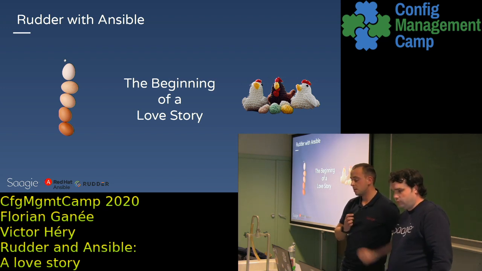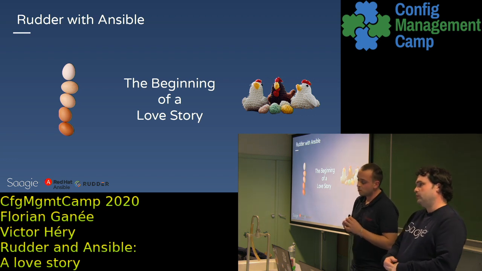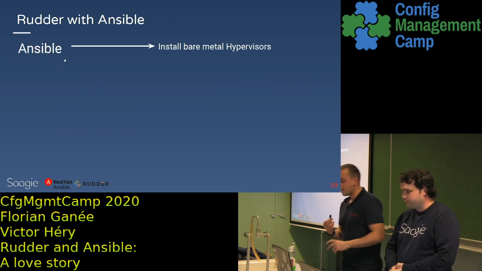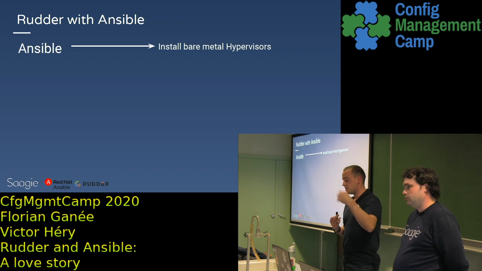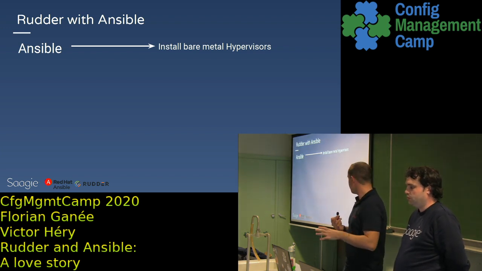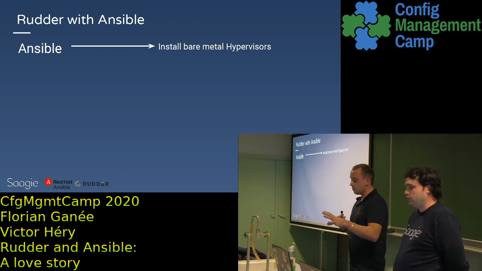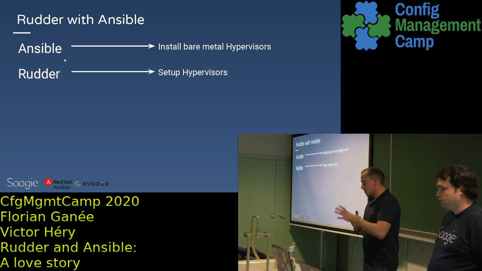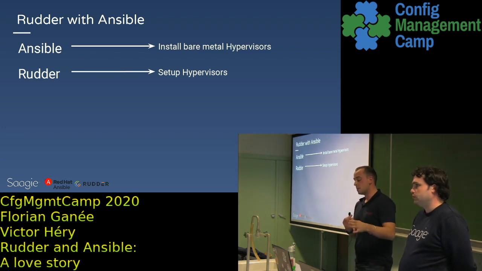And here you can see that's the beginning of the love story between Rudder and Ansible. Let me explain why, I'm a bit spoiling what is following. First, we use Ansible. Ansible is used to deploy, after the Foreman has deployed the operating system, Ansible is used to install our Proxmox hypervisors, or Ansible is using the API of OVH to deploy our servers. Each hypervisor server comes with a Rudder agent that is ready to be accepted on Rudder.